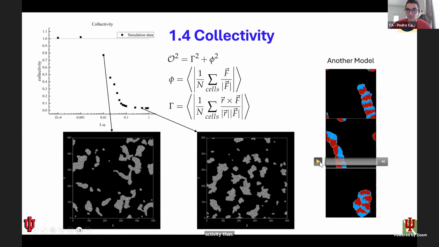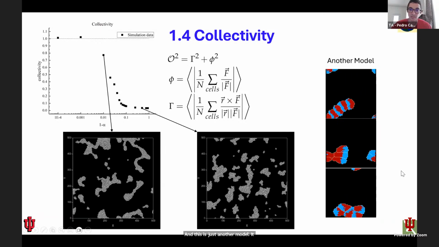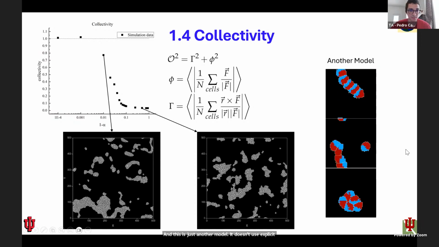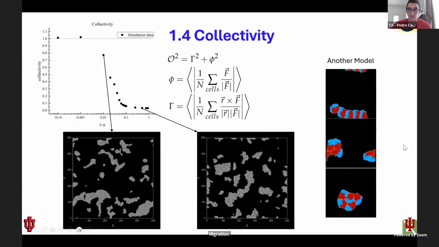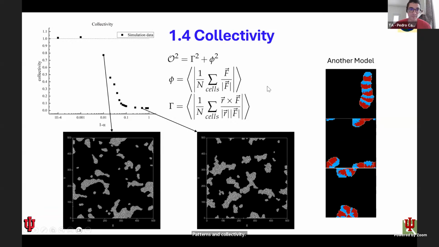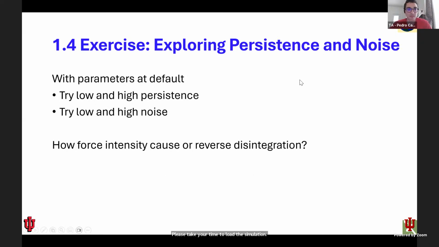And this is just another model. It doesn't use explicit force, and you can achieve migration patterns and collectivity in a different way. So please take your time to load the simulation, and we'll start doing the exercises.